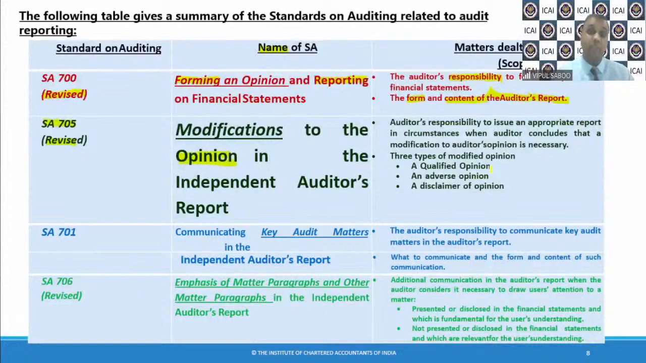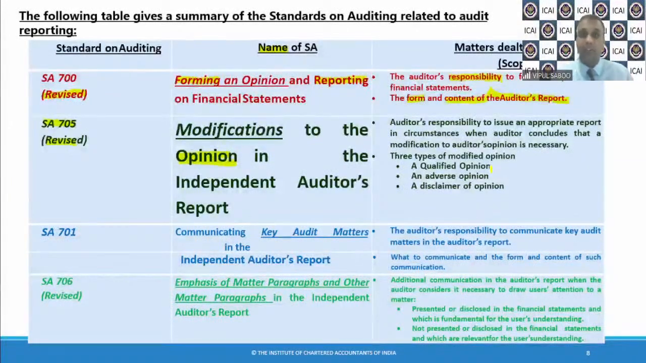So the auditor might come across a situation where he feels that he may not give a generalized opinion, or he might have to modify his opinion. Modify means an opinion different from the standard, different from what it should have been, different from the usual opinion. So if you modify your opinion, it is called modified opinion.